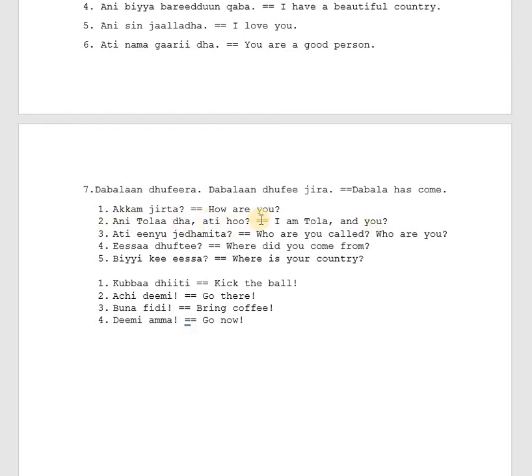Ani Tolada. Ati ho? This is a way of introducing yourself to somebody. Ani Tolada, ati ho? I am this person, and who are you? Ati enyu jedhamta? Or it can be short, ati enyu? Who are you? Who are you called? A bit better than the statements, but still the arrangements are a little bit different.